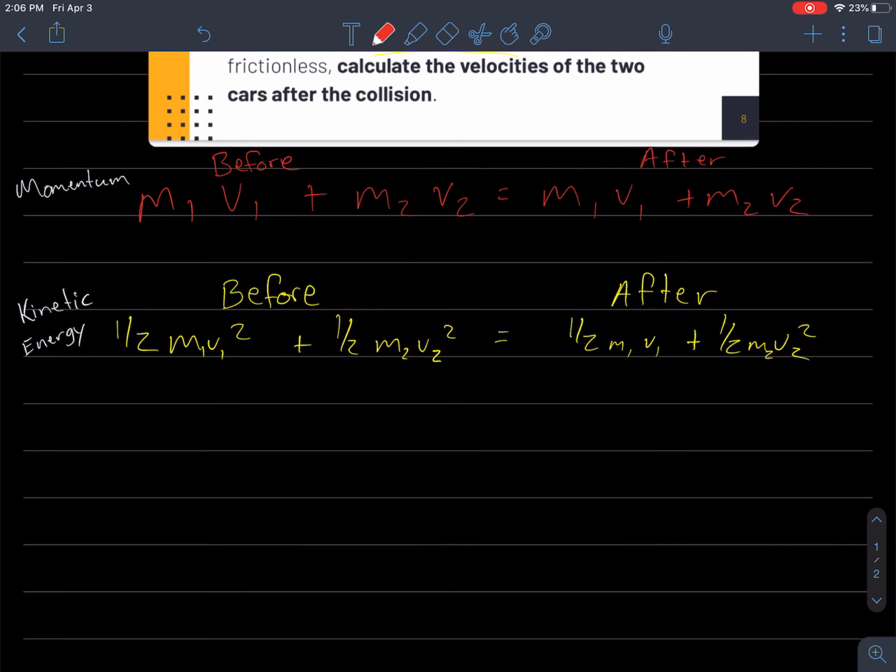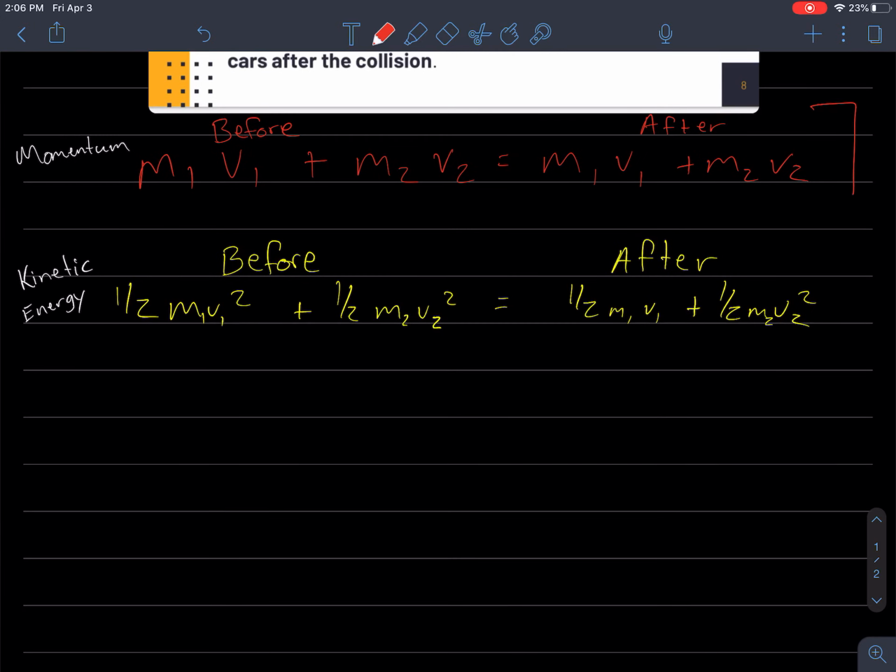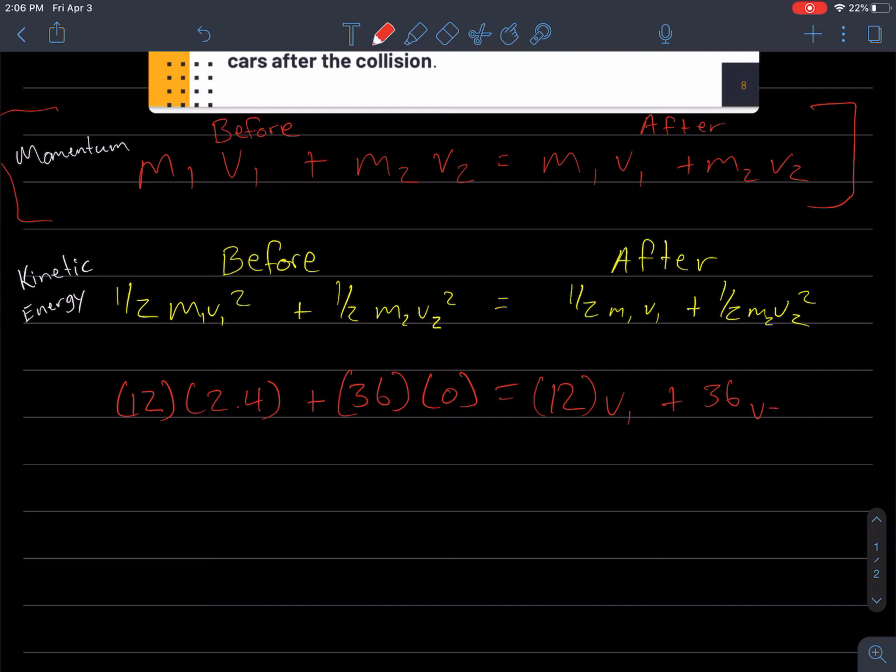Let's start with the momentum formula. So using this formula up here, we're going to plug in just the numbers that we know already. So we're going to start with our first mass is 12 and our first velocity is 2.4. And this is going to be plus our second mass, which is 36, and our velocity, which is 0, equals, right, we know the mass. We are not going to know the velocity, right? That's part of what we're finding. We do know the mass of the second object, but again, do not know the velocity.